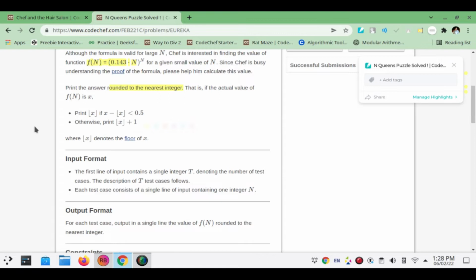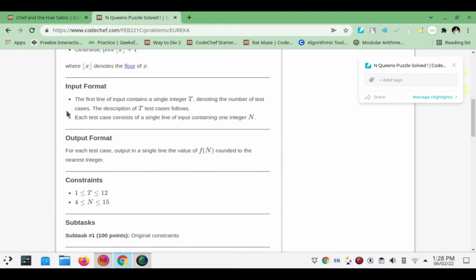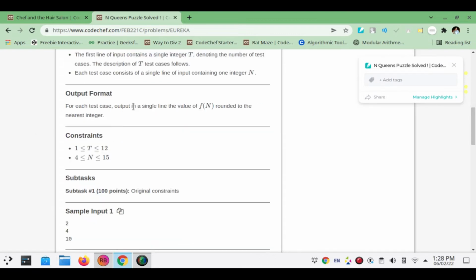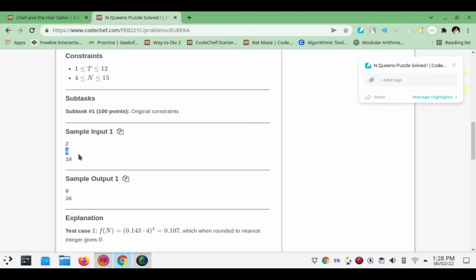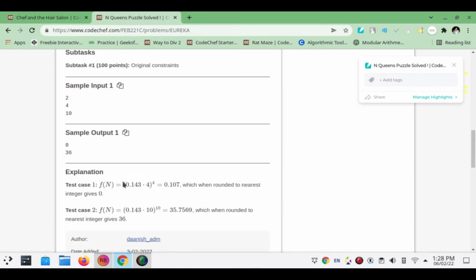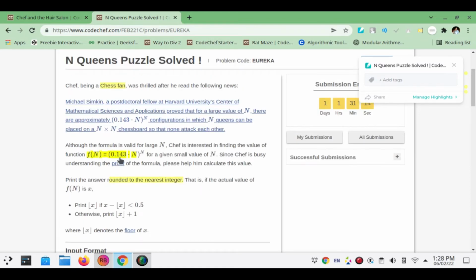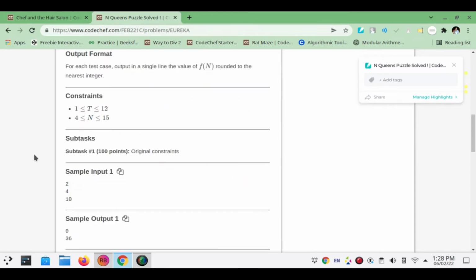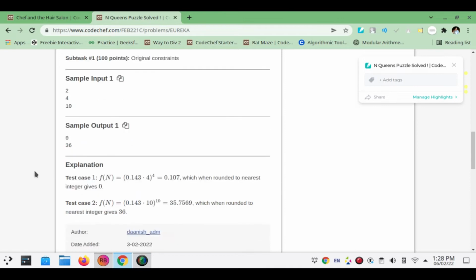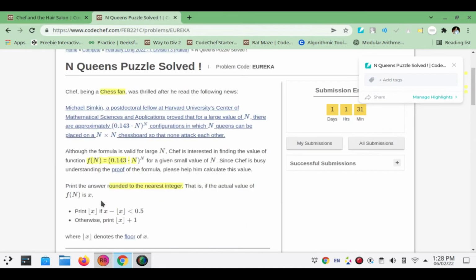Simple. Input format: t, then t values of n. For each test case, output a single line, the value of f of n rounded to the nearest integer. When n is 4, the answer we are getting is 0. And how are we getting that? It is a simple formula given: f of n equals 0.143 into n, whole to the power n. So when n is 4, it will be 0.143 into 4 to the power 4, which becomes 0.107, and we have to round our answer to the nearest integer.